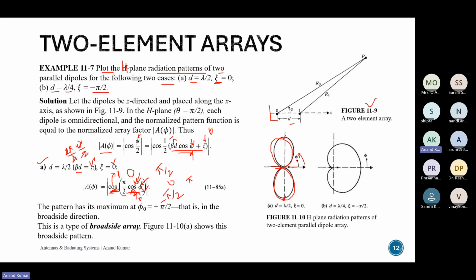We have the element locations here, and we are now radiating in the broadside. This type of arrangement is known as a broadside array, and the broadside pattern is shown in this figure, the first figure.